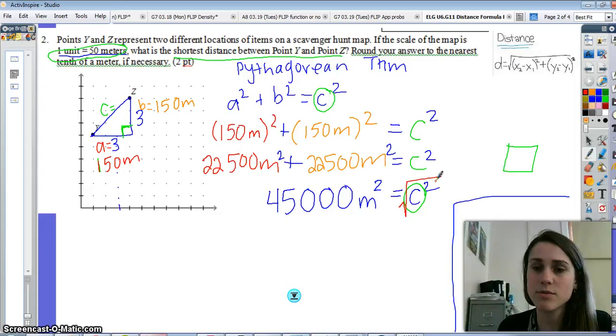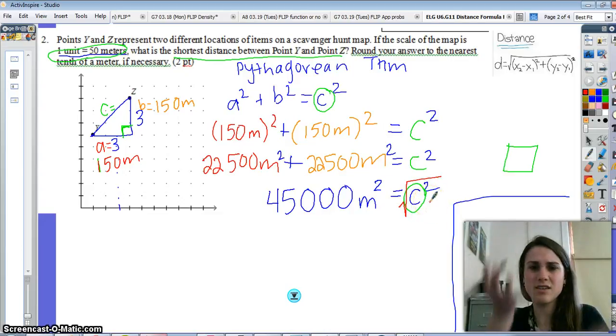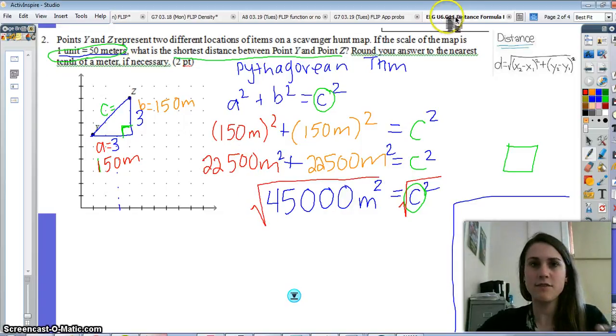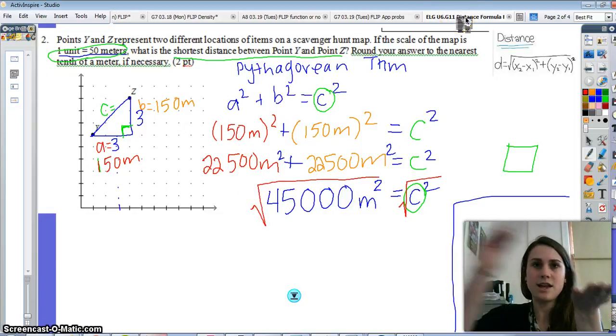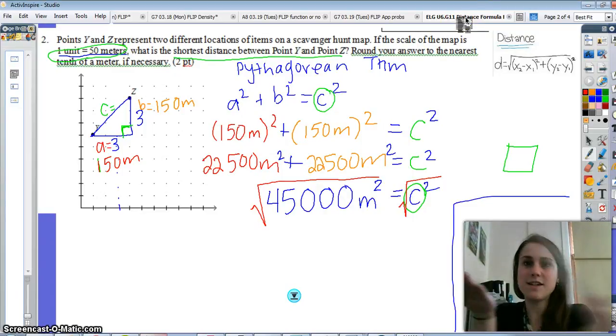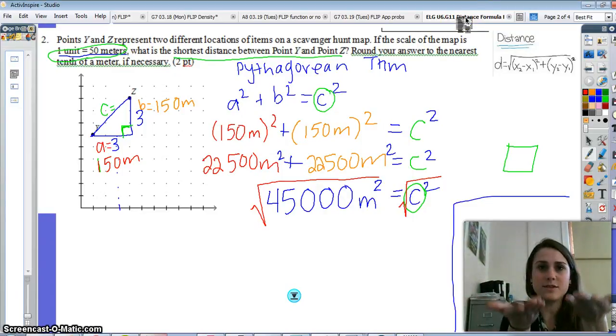Now, if I take the square root of one side of my equation, I'm going to unbalance my equation. So I need to do the same thing to both sides. If I have an equation and I add a popsicle stick to one side, it sinks. I need to rebalance this equation, so I have to add a popsicle stick to the other side. Same with square rooting. I'm square rooting, so I need to square root the other side.